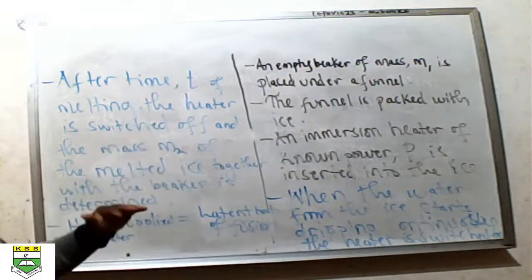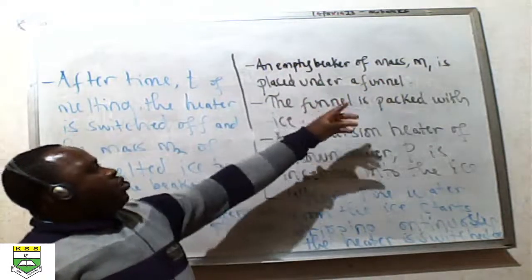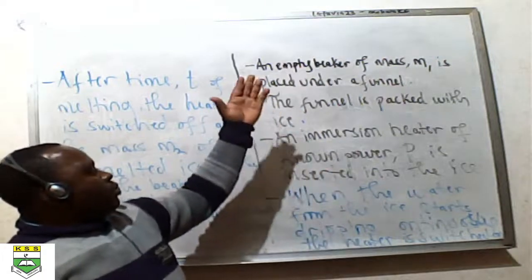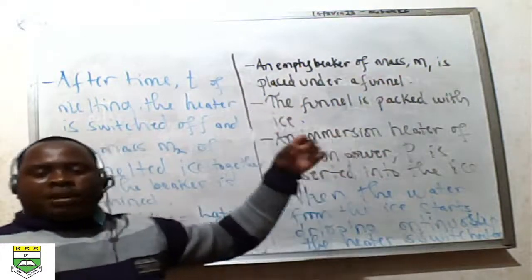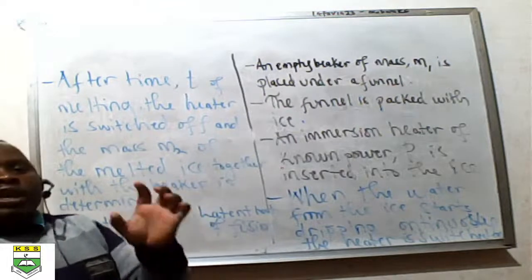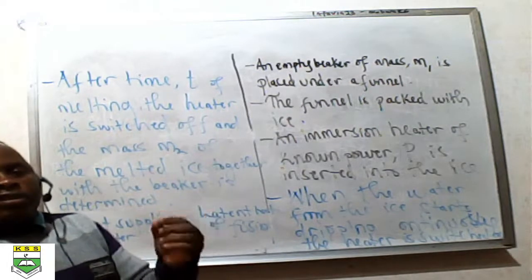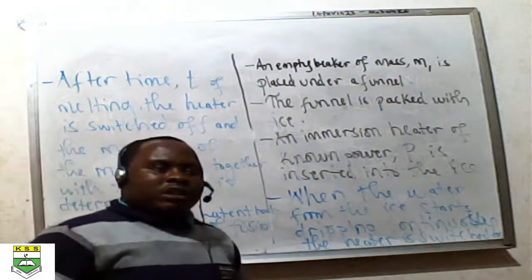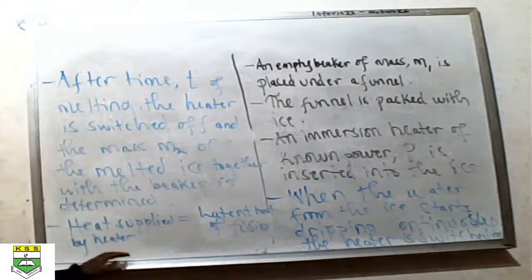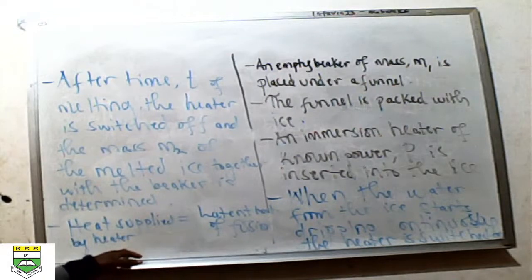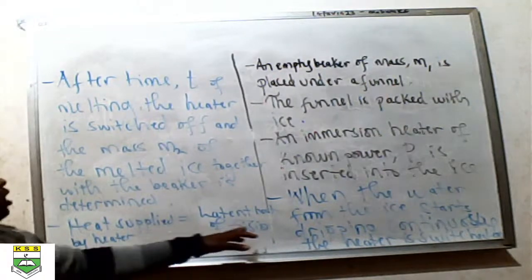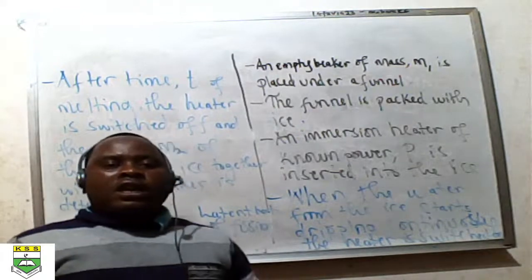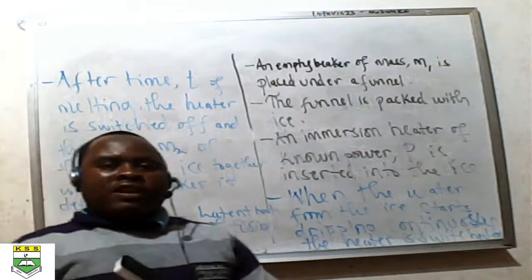Now at the end of the experiment, you've seen that we need to get the mass of the melted ice. Then we need to also determine the power supplied by the heater. That means this heater needs to supply heat for a long time T. And this heat is what we use for melting, which we call latent heat. So at the end of the experiment, heat supplied by the heater, which is power times time, is going to be latent heat of fusion. And I've already shown you that latent heat of fusion is MLF.